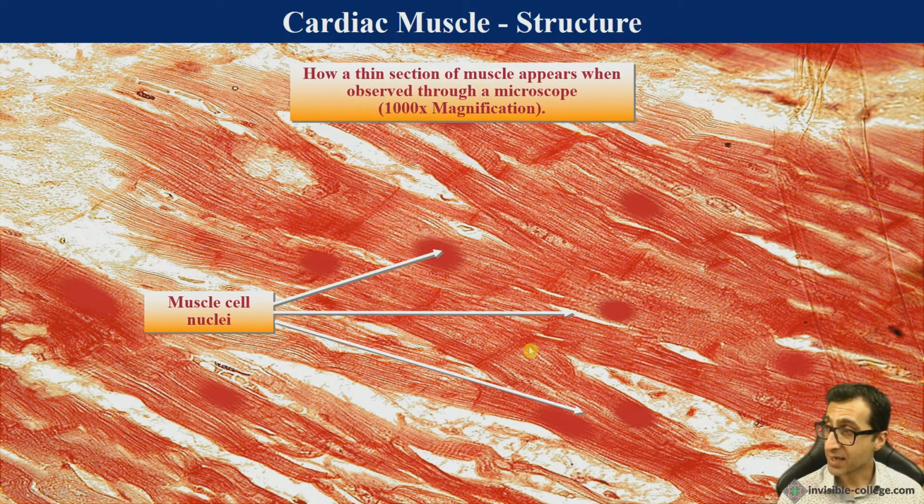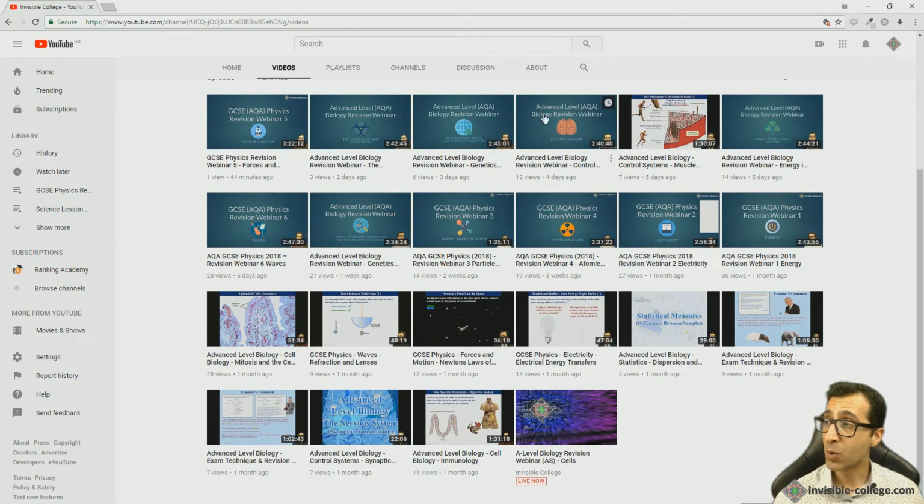forming these intercalated discs. Now the reason for this difference in structure is not just because of the efficiency and the longevity of the contraction of the muscle fibers of the heart, it's also because of the electrical properties of the heart. Now again, we go into that in a lot more depth in that webinar on control systems, where we talk about the control of the heartbeat. So again, if you want more detail on that, I suggest that you look in here.